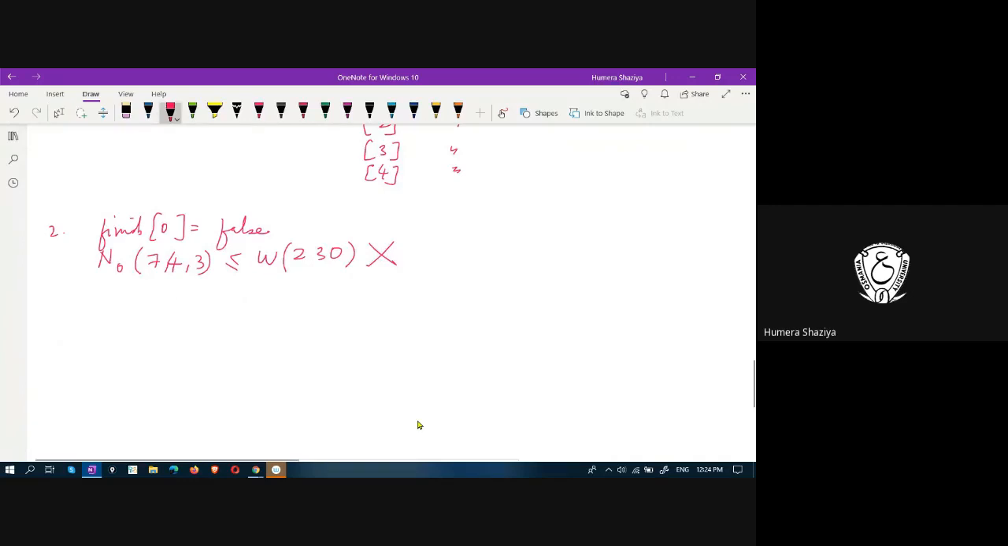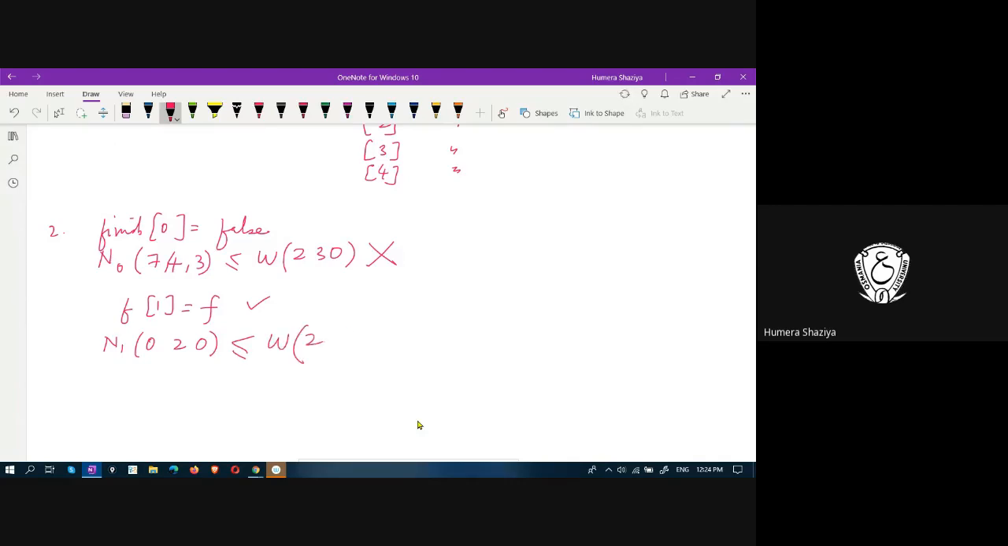I told you that steps 2 and 3 execute in iteration, in a loop. So what do you have to do? You have to go to the next one. Finish of 1. Is finish of 1 false? Yes. So far, no process has finished its execution. What are the needs of 1? In place of Finish, I am taking F. So N1, what is N1? 0, 2, 0. Is it less than or equal to W?